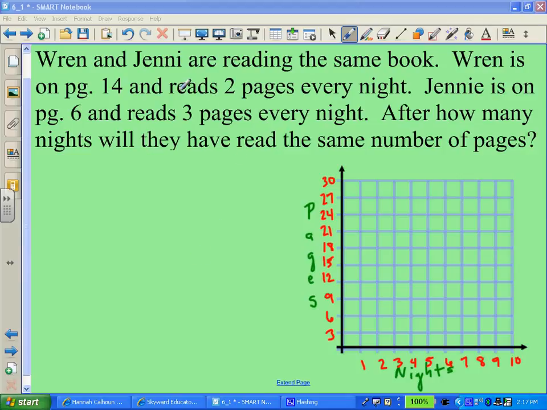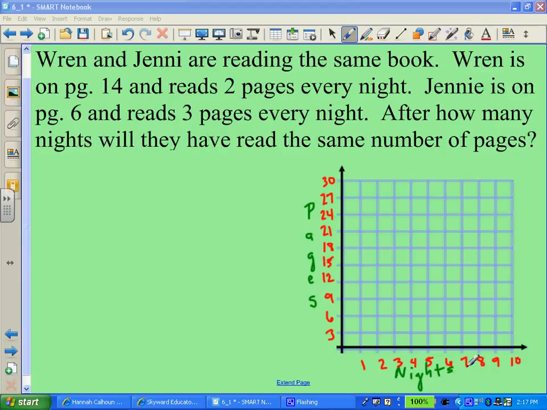So here we have Ren and Jenny are reading the same book. Ren is on page 14 and reads 2 pages every night. Jenny is on page 6 and reads 3 pages every night. After how many nights will they have read the same number of pages?